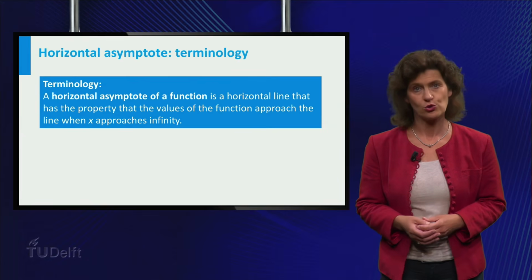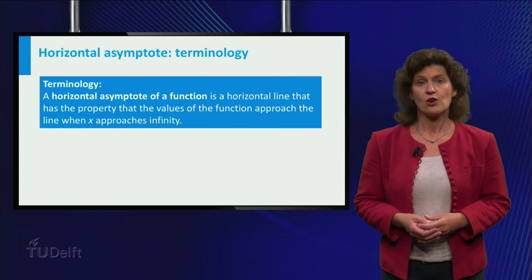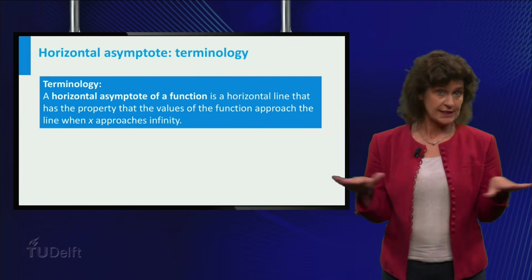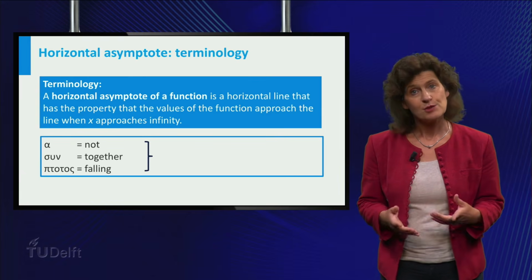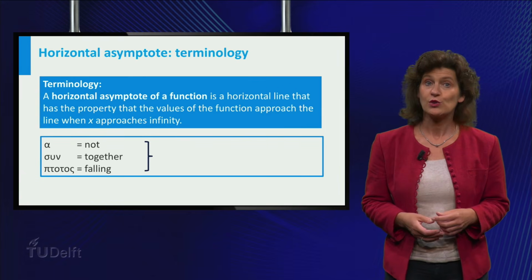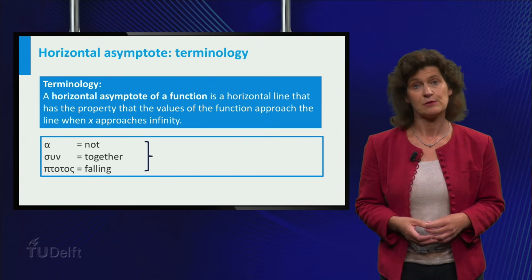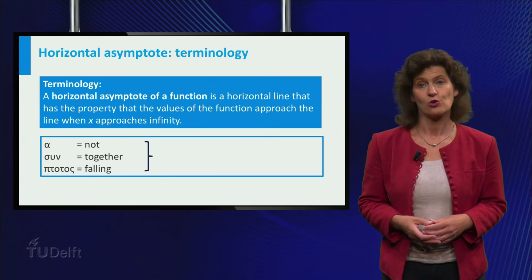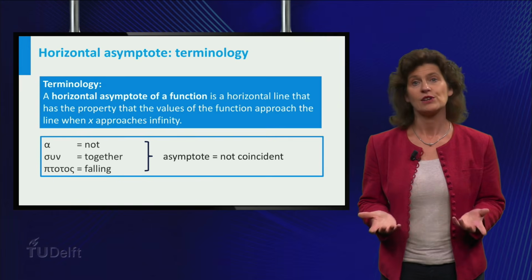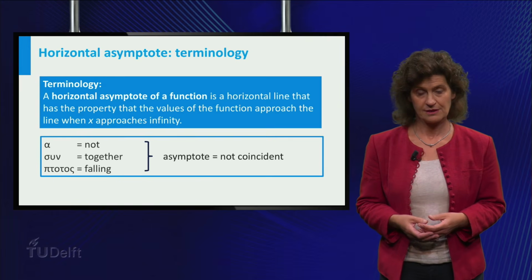This line is called a horizontal asymptote. Horizontal because it's parallel to the x-axis, and asymptote is a contraction of the following three Greek words. A means not, syn means together, and totos comes from falling. In modern English, not coincident.